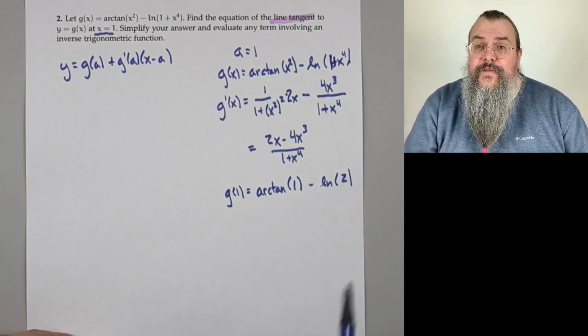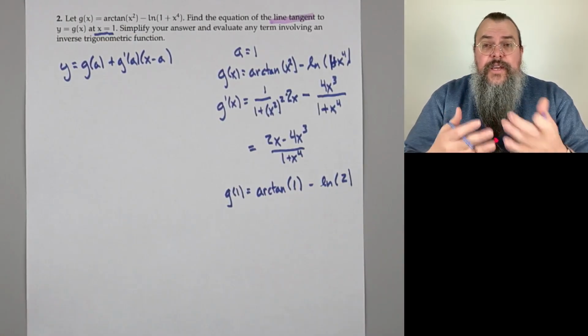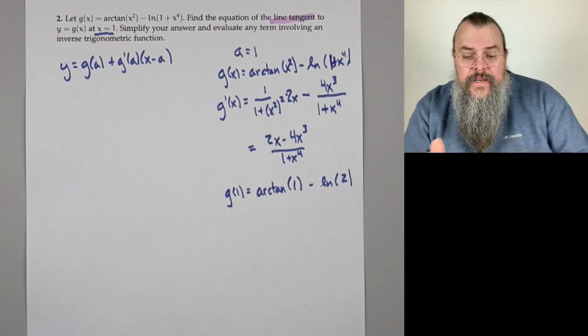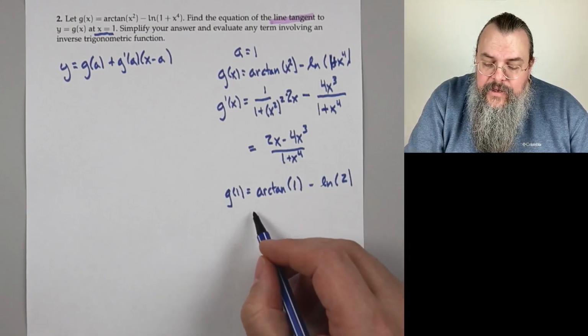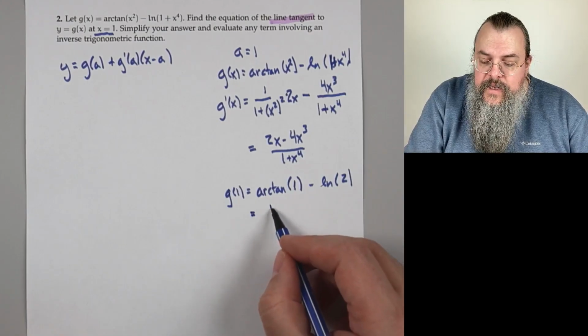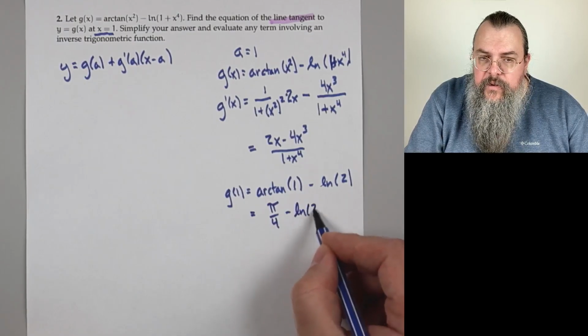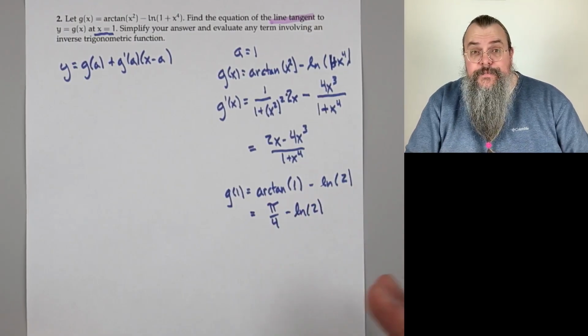It's a really nice value for arctangent. So you can think of this as saying tangent of which angle is 1. And the angle where tangent of theta equals 1 is pi over 4. So pi over 4 minus log 2. That's our g of 1.